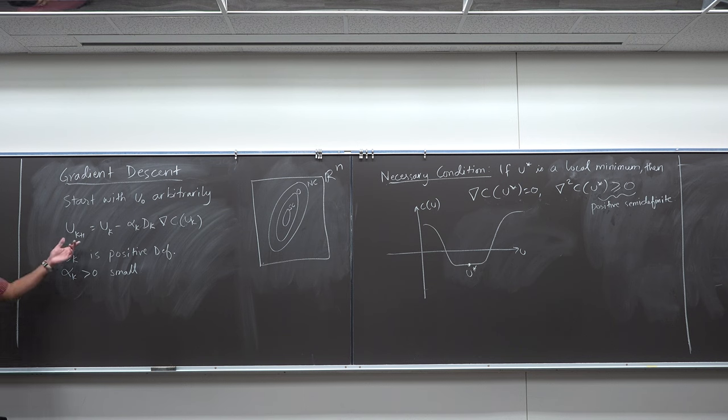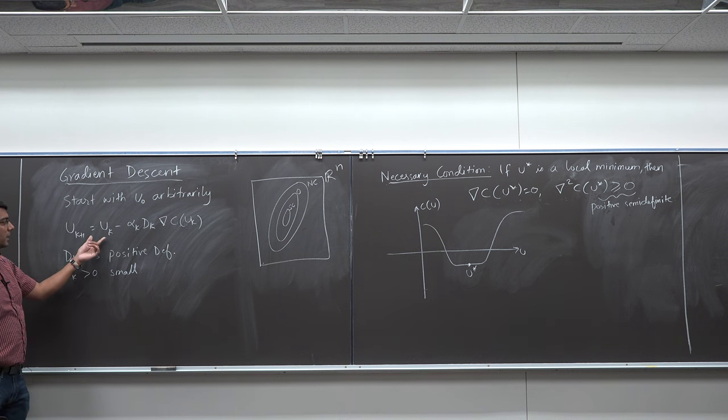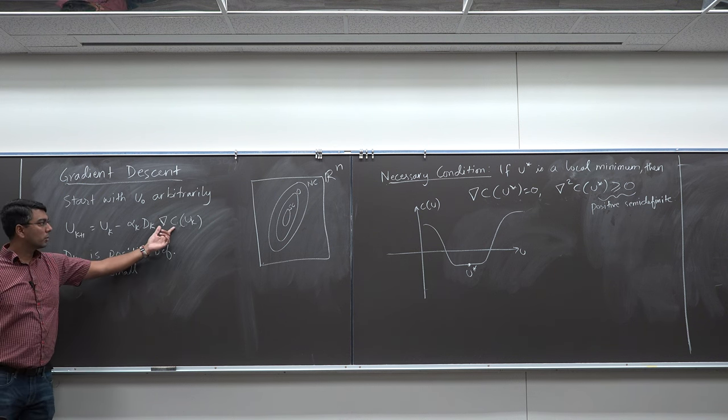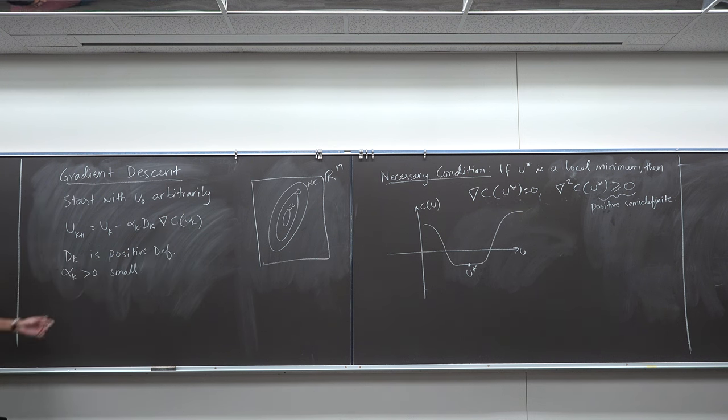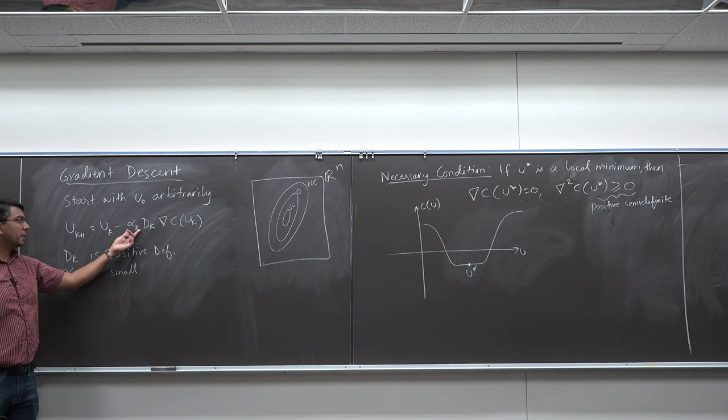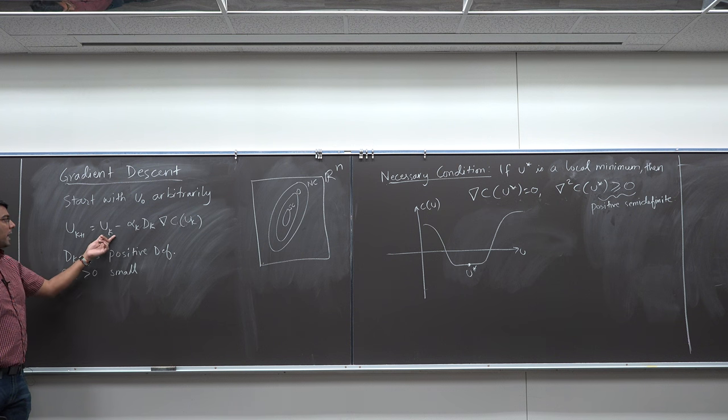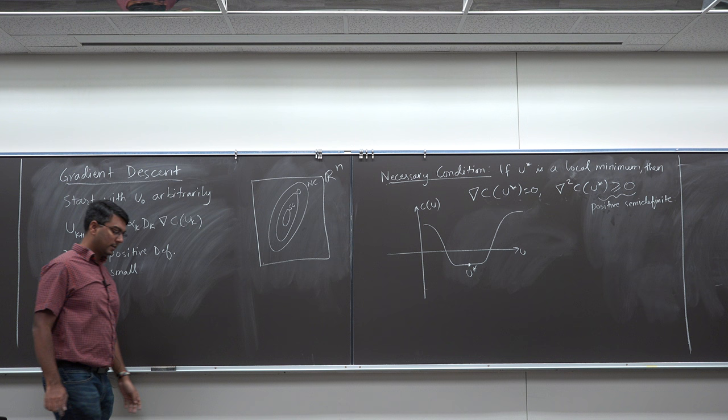Okay? And this is known as gradient descent. So you start with an arbitrary initial condition. You compute the gradient of C at the point. You multiply it by this positive definite matrix and a scaling term. Subtract it from u_k. You get u_{k+1}, and then you do it all over again.